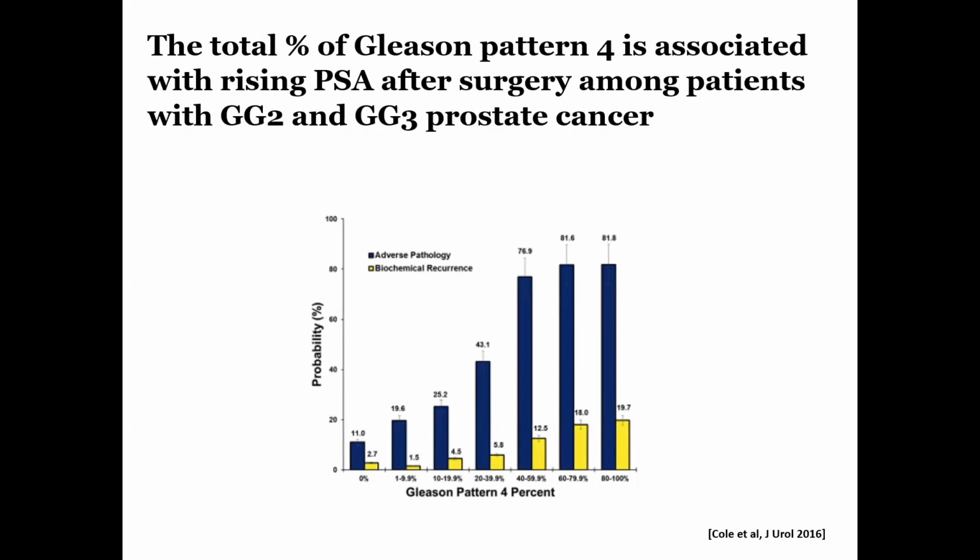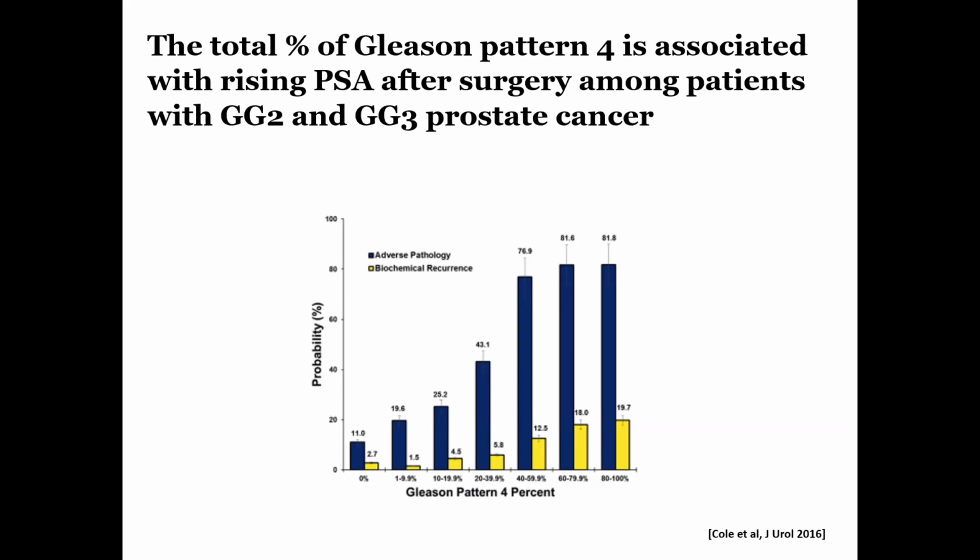In this other study from the University of Michigan, in which they evaluated Gleason pattern 4% in patients after radical prostatectomy and evaluated both adverse pathology and biochemical recurrence, they noted that the total percentage of Gleason pattern 4 is associated with rising PSA after surgery. Importantly, they did not evaluate total millimeters of cancer, but their results are consistent with our data suggesting that Gleason pattern 4 quantification methods are associated with outcomes after radical prostatectomy for patients with intermediate risk prostate cancer.